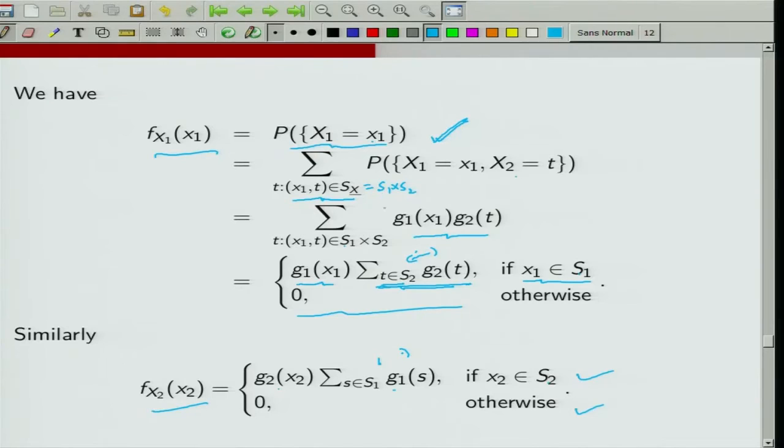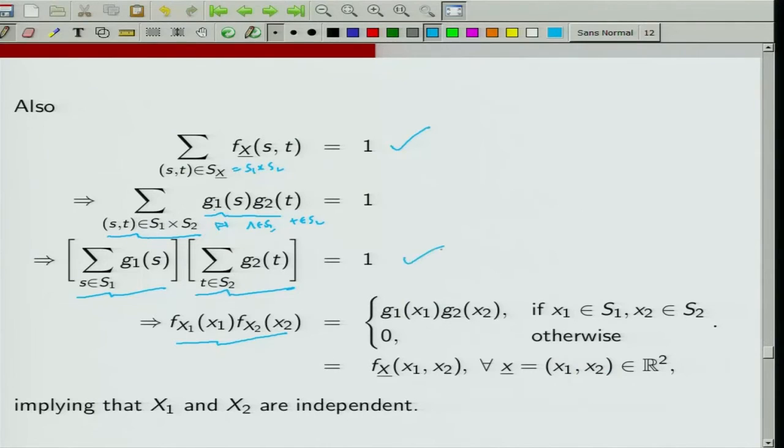Since this total is 1, f_X1(x1) f_X2(x2) is g1(x1) g2(x2), summation s belonging to S1 g1(s), summation t belonging to S2 g2(t). That has to be 1, which implies that f_X1(x1) f_X2(x2) is g1(x1) g2(x2), x1 belongs to S1, x2 belongs to S2, and this is 0 otherwise, which is the same as the joint PMF of x1 and x2. So, this implies that x1 and x2 are independent.